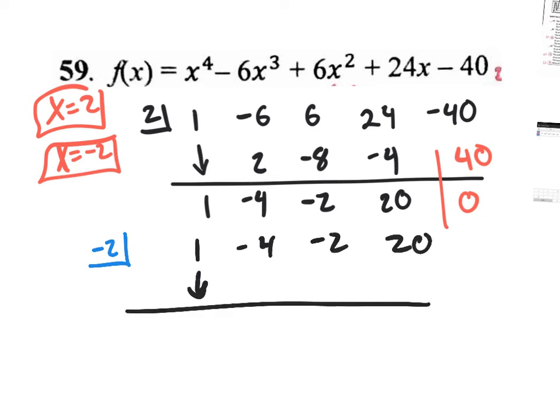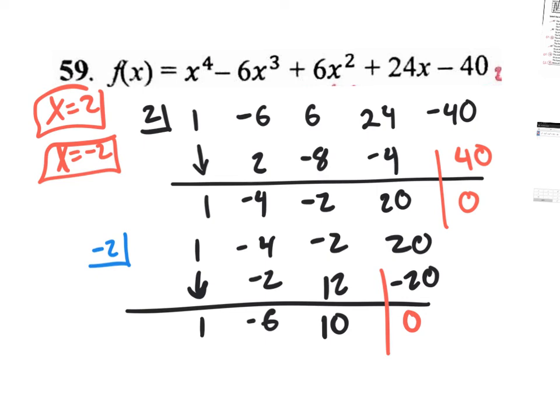Again, as you go down, you combine. 1 plus nothing is 1. As you go up, you multiply. Negative 2 times 1 is negative 2. As you come down, you combine. Negative 4 and negative 2 is negative 6. As you go up, you multiply. Negative 2 times negative 6 is positive 12. As you come down, you combine. Negative 2 and 12 is 10. As you go up, you multiply. Negative 2 times 10 is negative 20. And once again, no surprise, the remainder is 0.